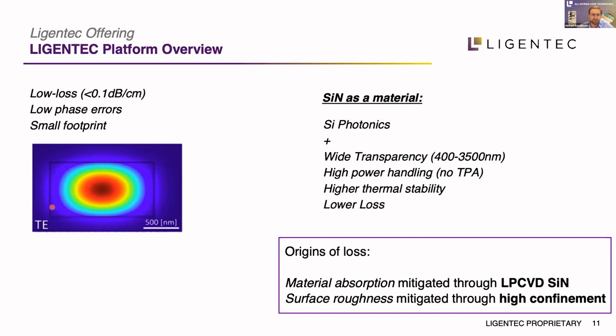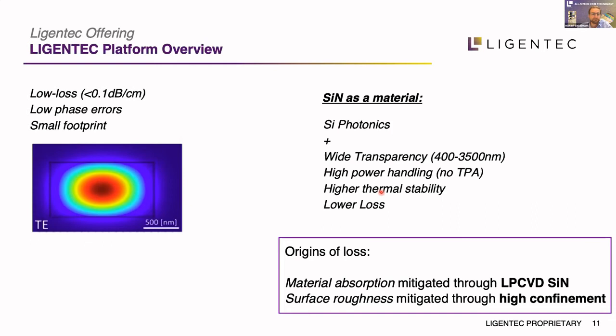So silicon nitride can be seen as the same family as silicon photonics, but with our addition of that high confinement mode, it can be seen as silicon photonics plus wide transparency, high power handling, and very low loss.